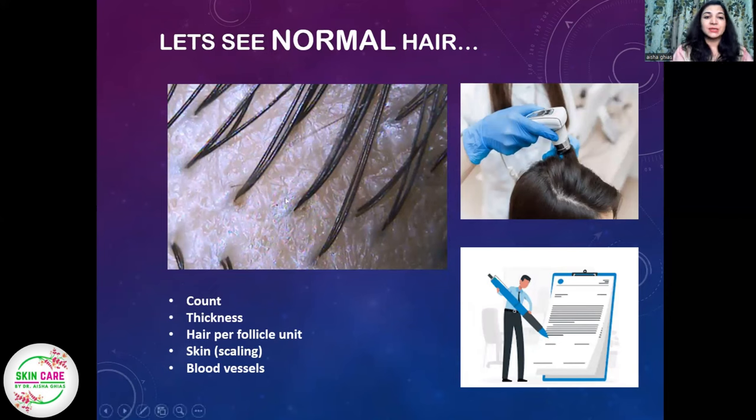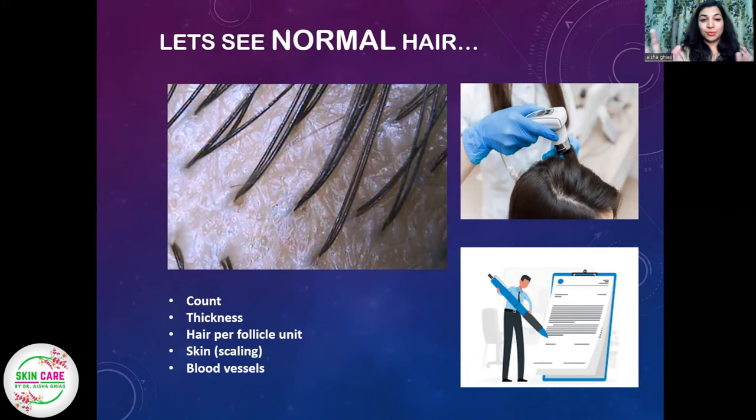As you can see in this picture, all the hairs are of similar caliber. They are all of similar thickness, but there is obviously a particular distance between the hair follicular units, and you are unable to see any empty follicles over here. So this is the picture of normal hair that you can see with your trichoscopy, and you can obviously report that with the help of your pen and paper.